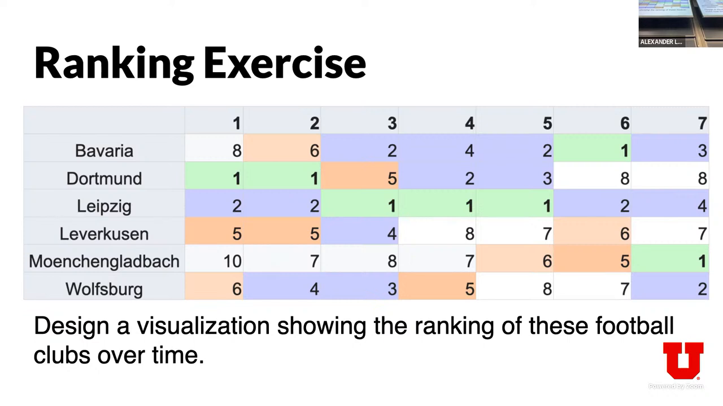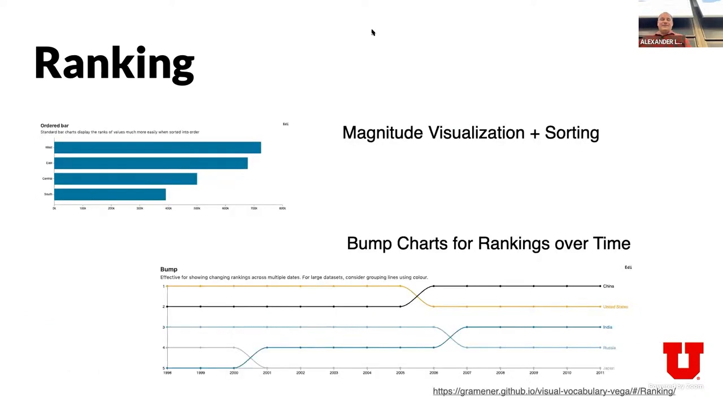So the rankings make it easy for us to assess relative qualities between two different options. And in sports, of course, it's all about winning. And so rankings are really what tells you who is winning and who gets eternal glory. And so ranking is kind of an interesting area.